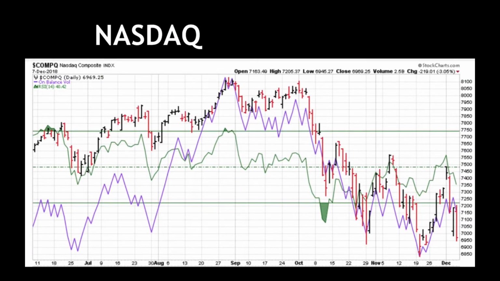Similar situation in the Nasdaq, except with a slightly downward bias. A break below that low that we made in November, once again, kiss it goodbye. We're going to have to get up above, I would say, let's say 7,700, something like that, before we can get on the bull side with the Nasdaq.